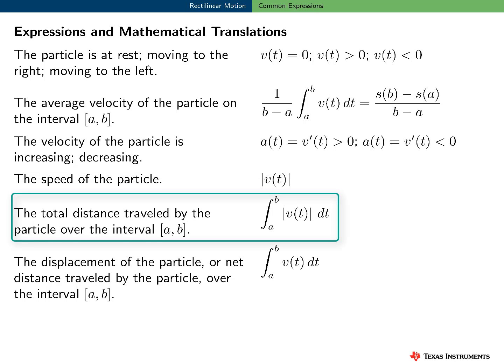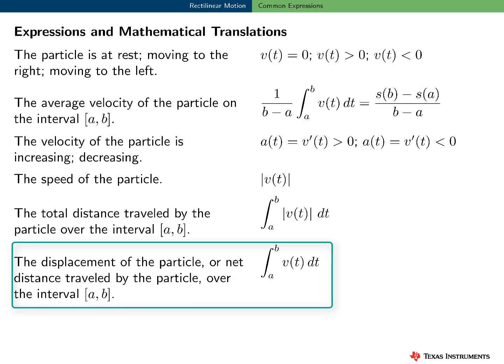The total distance traveled by the particle over the time interval a to b gets translated as a definite integral from a to b of the speed, or the absolute value of the velocity function. And finally, the displacement of the particle, or the net distance traveled by the particle over the time interval a to b, is a definite integral from a to b of the velocity function.